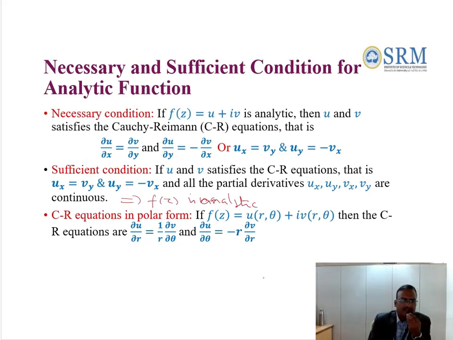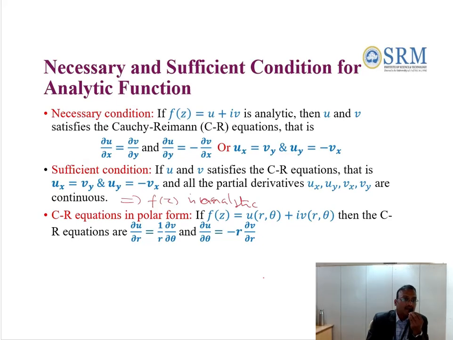There are some functions in which the Cauchy-Riemann equations are satisfied at some point, but the partial derivatives may not exist or may not be continuous at the point. Therefore the sufficient conditions are also important.